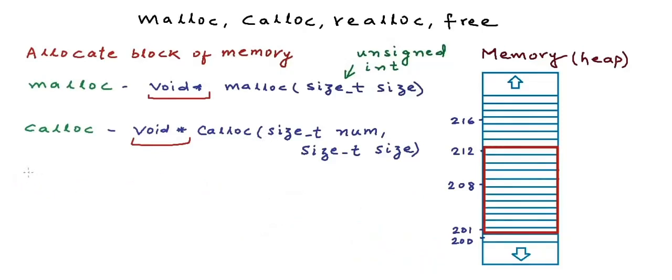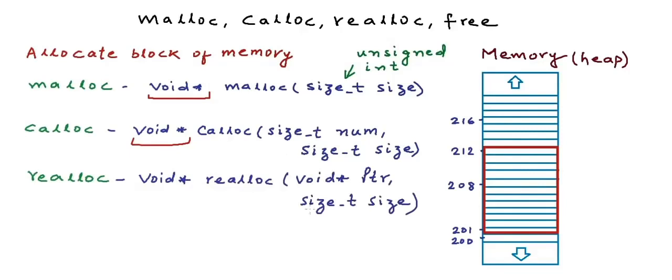The third function that we want to talk about is realloc. If you have a dynamically allocated block of memory, and if you want to change the size of this block of memory, then you can use realloc. The signature of this function is that it takes 2 arguments. The first argument is a pointer to the starting address of the existing block, and the second argument is the size of the new block. There can be a couple of cases in realloc.